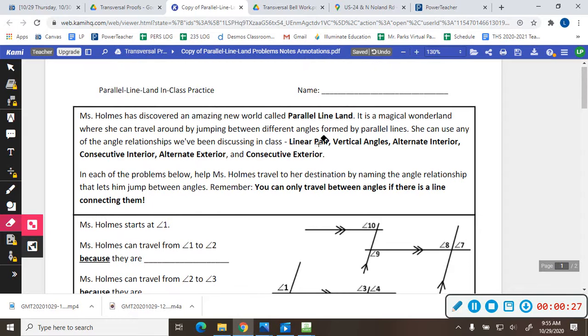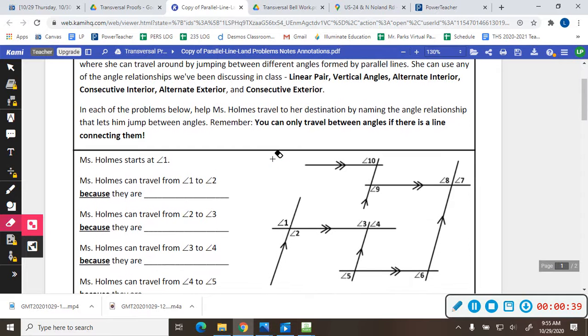Okay, so we're going to be using these words: linear pair, vertical angles, alternate interior, consecutive interior, alternate exterior, consecutive exterior. So what you're going to do is you're going to help her travel, and you can only travel between angles if there is a line connecting them. So we're going to start out at angle 1.